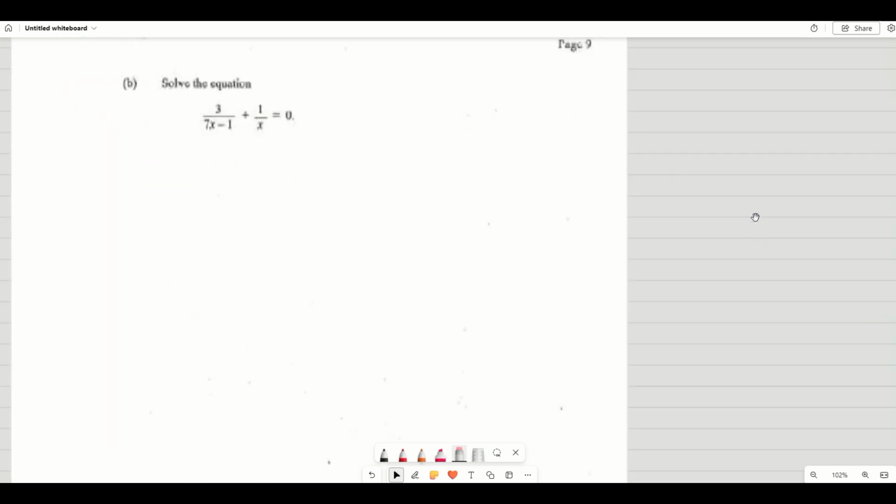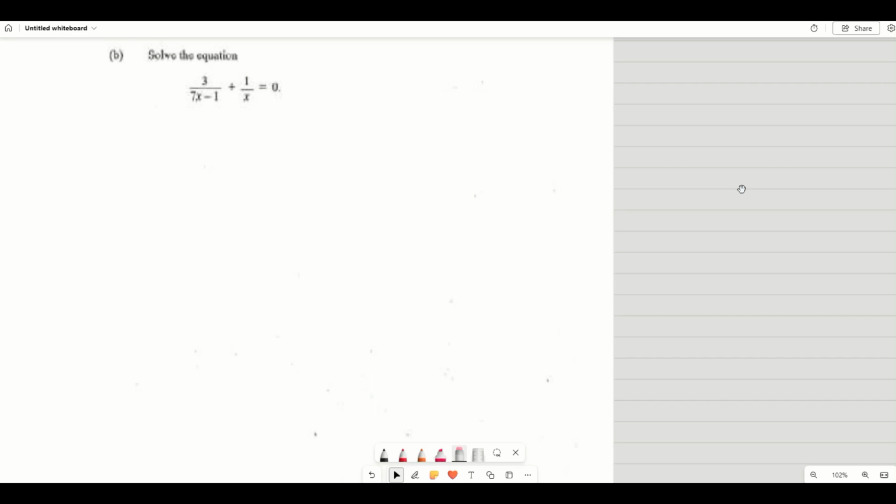Let's look at this. They say solve the equation. When they say solve the equation, what does that mean? Solve the equation means to solve for the unknown. What is your unknown here? Your unknown is x. So we're basically solving for x. The question says 3 over 7x minus 1 plus 1 over x is equal to 0.